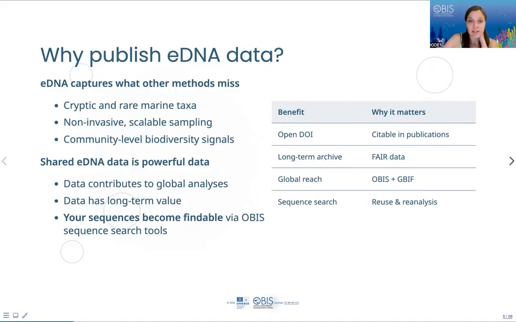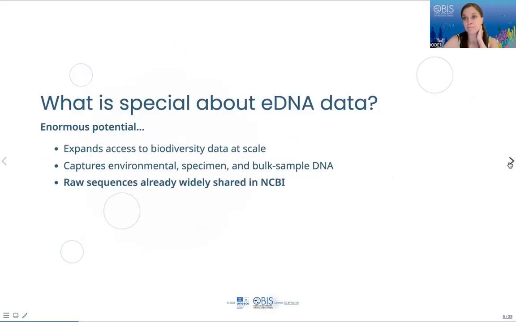The data has long-term value, and the sequences themselves become findable via OBIS. So the benefits to you are really in this DOI minting, so you get a citable format of your data set within your publications, and you can also see how many people have used your data sets. It is a long-term archive of FAIR data. We have that global reach through OBIS and with our connections to GBIF. And we can have that sequence search. So you can really start to look at, I have an unknown sequence. Where else is this sequence found, or closely related sequences? Does that tell me something else about my data that I would otherwise have missed?